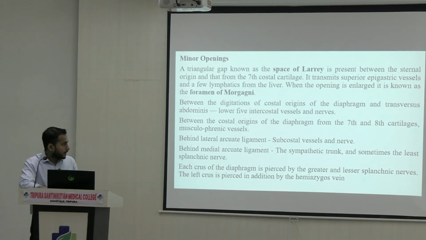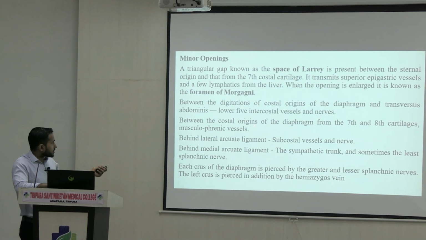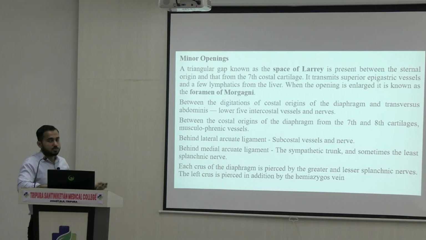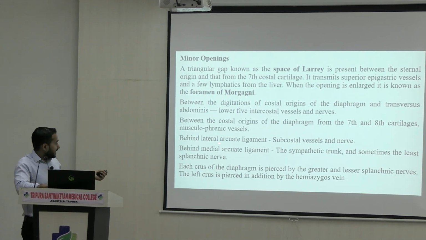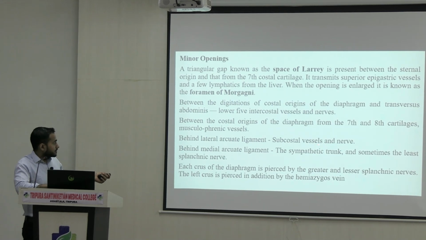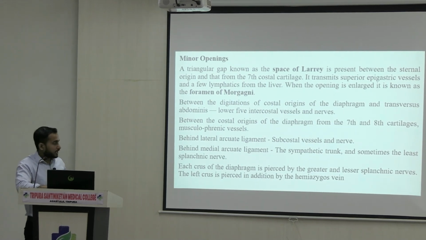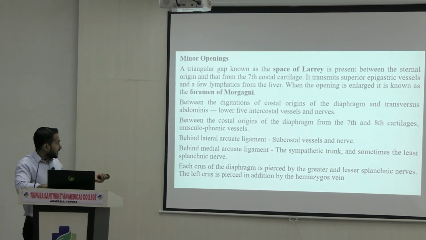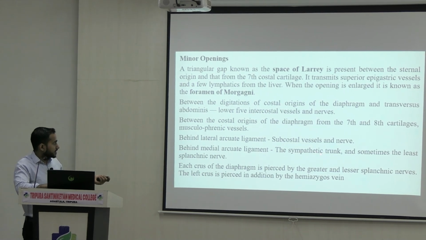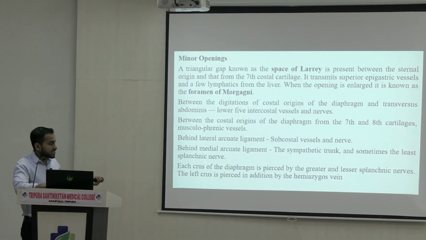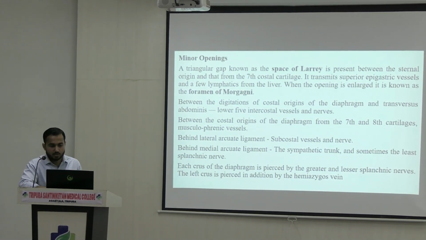They will go and supply mainly the skin of the abdomen, and the muscles of the anterior and lateral abdominal wall, etc. Next, between the costal origin of the diaphragm, 7th and 8th costal cartilages, we get the musculophrenic vessel. Next, behind the lateral arcuate ligament, we get the subcostal vessels and nerve. Behind the median arcuate ligament, mainly we get the sympathetic trunk, least splanchnic nerve, etc.